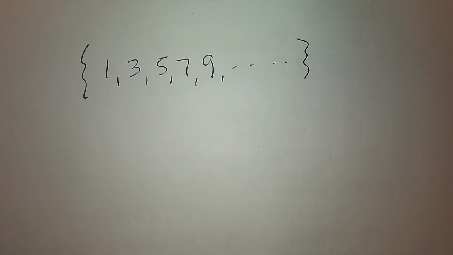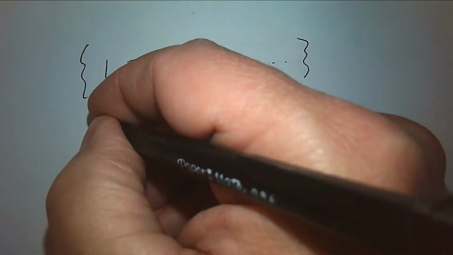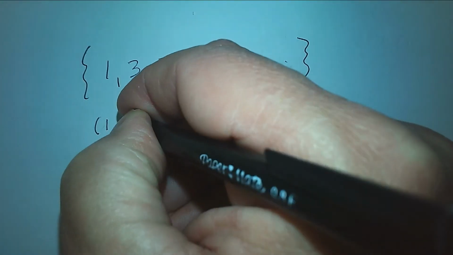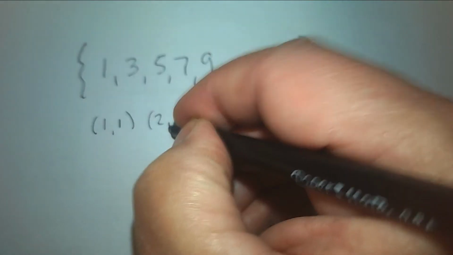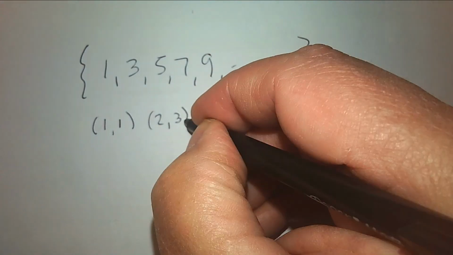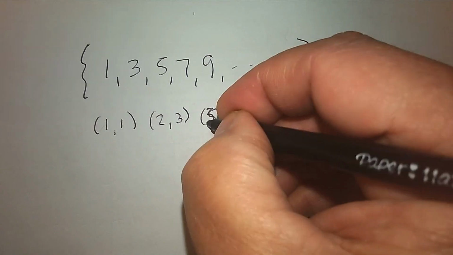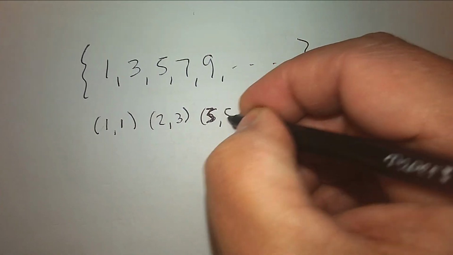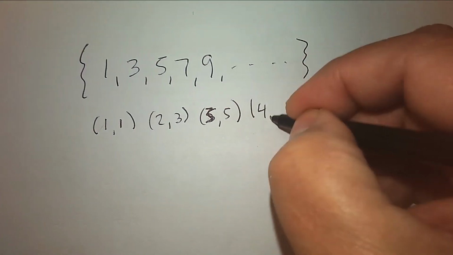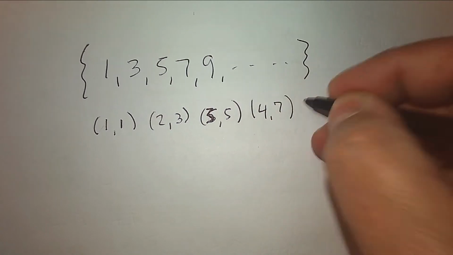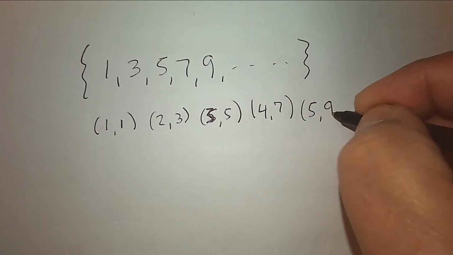Now, a sequence can also be written as a function, meaning it can be written as an ordered pair. And the domain, or kind of the x values, is the term number. So in other words, the first term, the answer is 1. The second term, the answer is 3. The third term, the answer is 5. The fourth term, the answer is 7. The fifth term, the answer is 9.